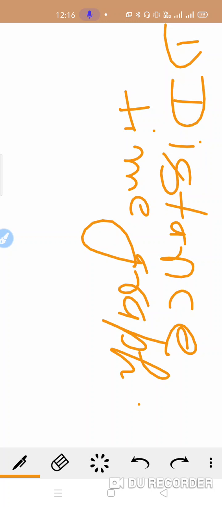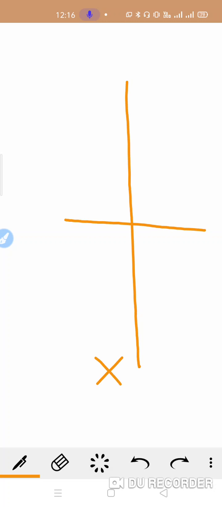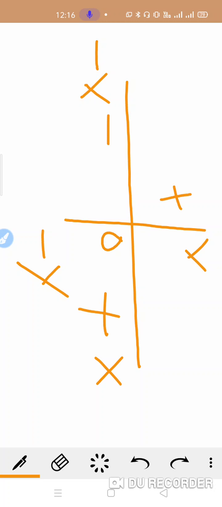So first of all, before we study the distance time graph, we take something here. Now what are the axes? That is the x-axis, that is the minus x-axis, that is the y-axis, that is the minus y-axis, that is the origin O. OX is the positive value, O minus x is the negative value, OY is positive, and minus y is the negative value.